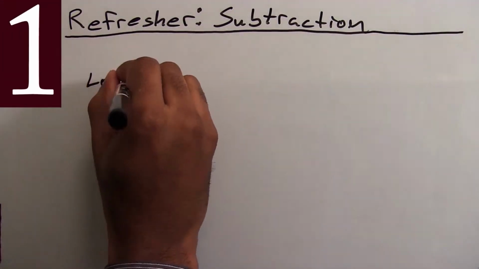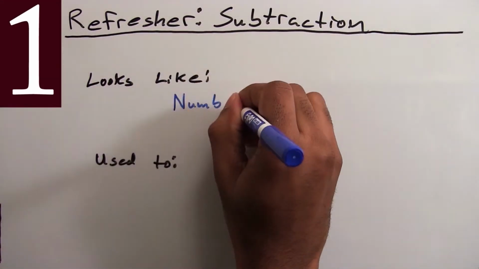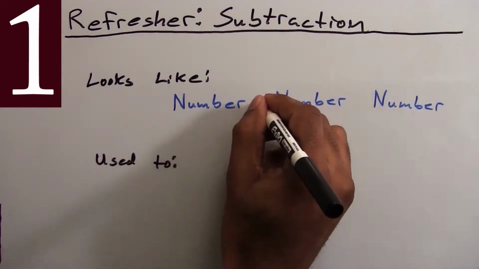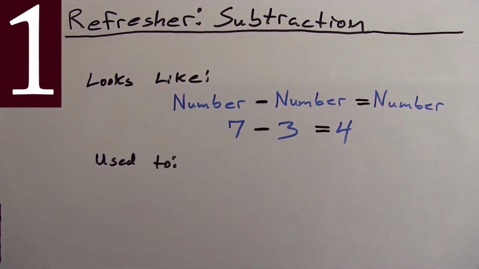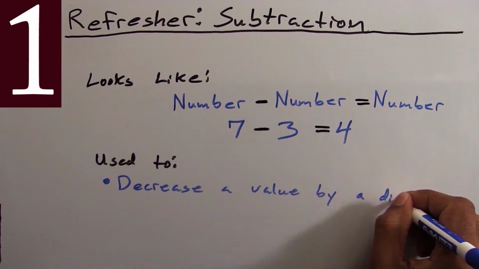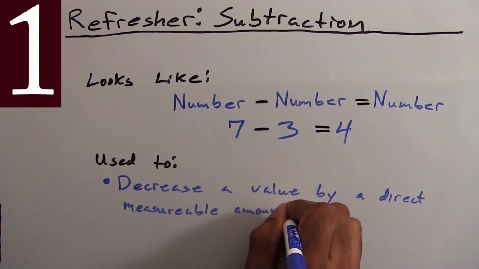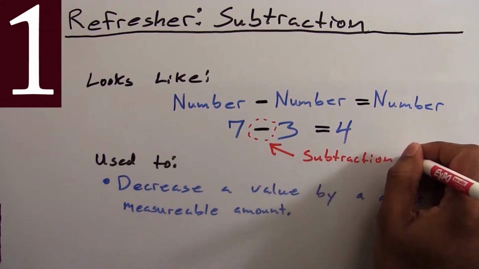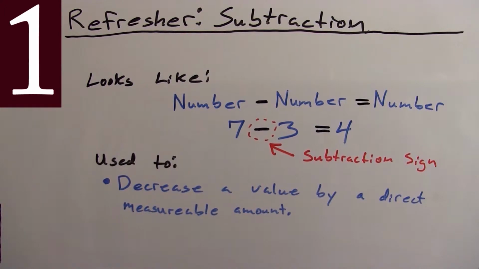Let's start off with the definition. The first thing you should know is that subtraction is an operation that decreases the value of a number by a set amount. It's performed by using a horizontal bar between the two numbers. We call this bar a subtraction sign, but it's also called a minus sign.